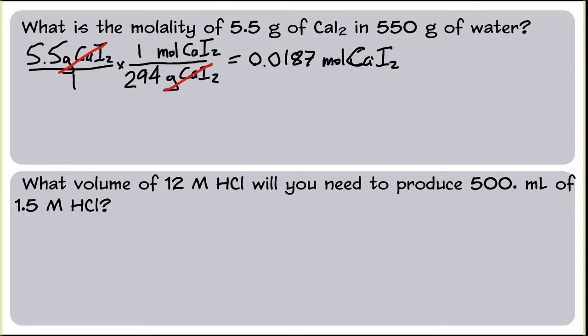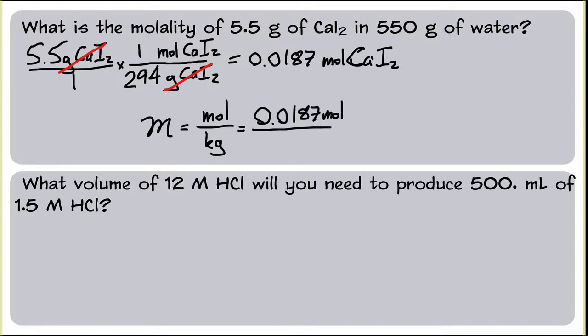And the molality we know is going to be moles over kilograms of solvent. Well, we've got both of those. The moles of solute is 0.0187 moles. And kilograms of solvent. Well, we're given grams, so we're going to need to convert that to kilograms if it's going to work right. And that means the molality of the final resulting solution is 0.034 molal. And there you go.